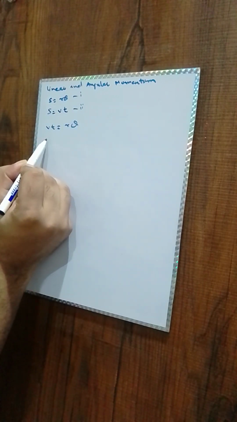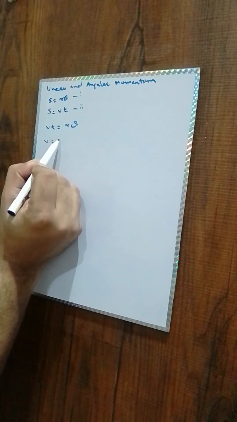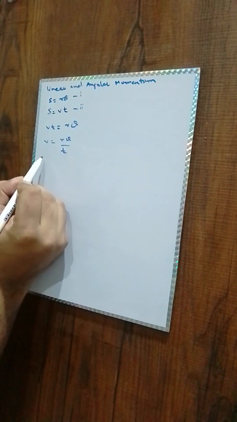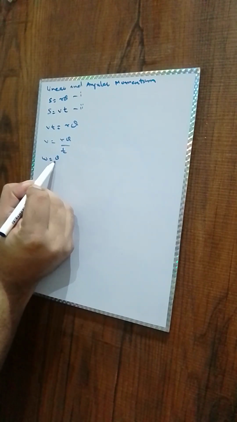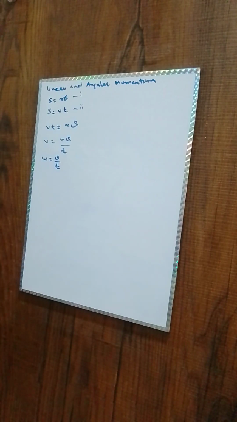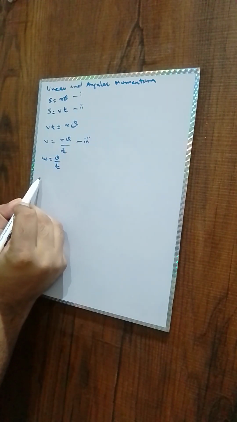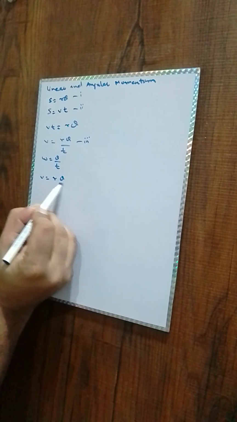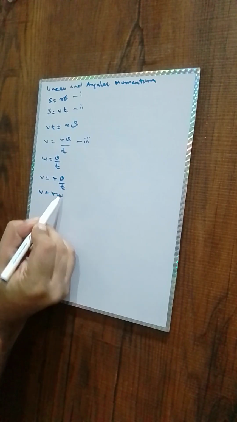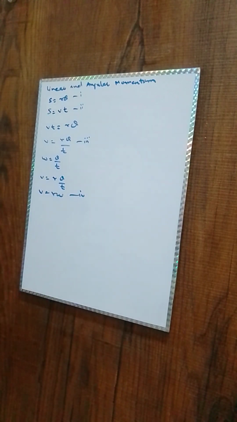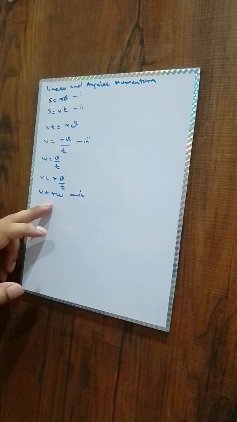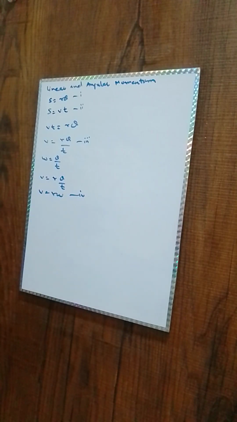This is 1 and this is 2. So v t becomes equal to r theta. v is equal to r theta by t. Now omega is equal to theta by t. Angular displacement by time is equal to angular velocity. So now if this is 3, then with the substitution v is equal to r theta by t, so v is equal to r omega. This is 4: linear velocity in terms of radius and angular velocity.